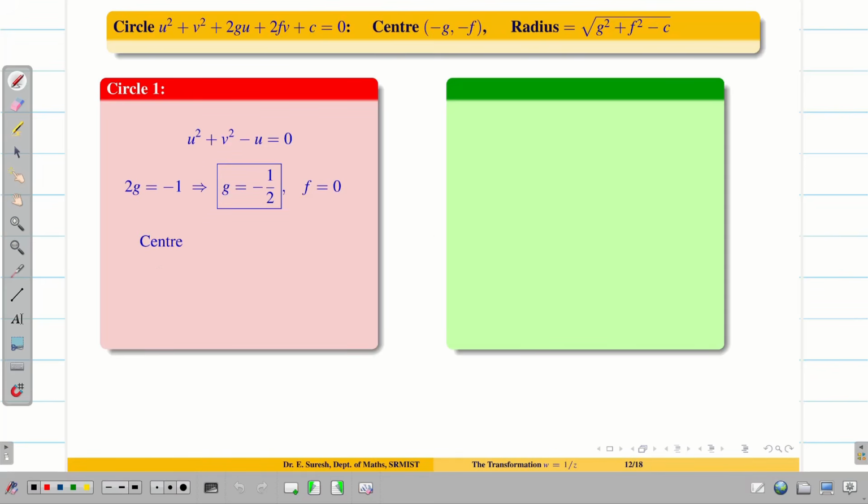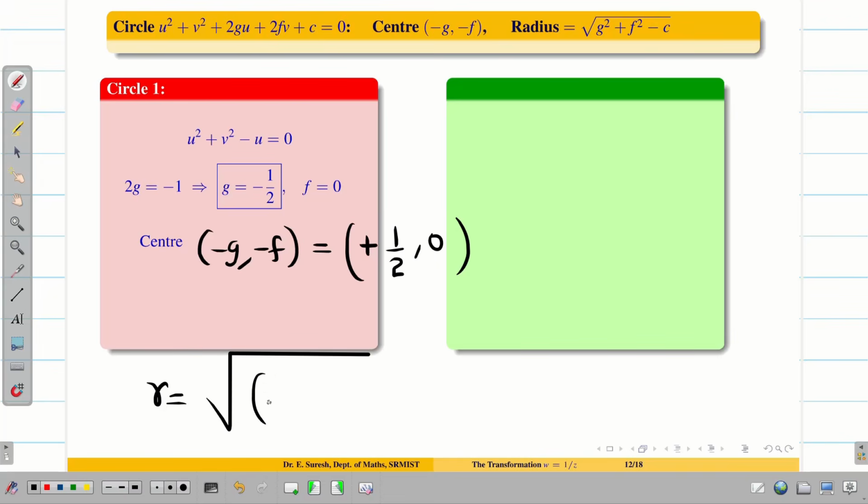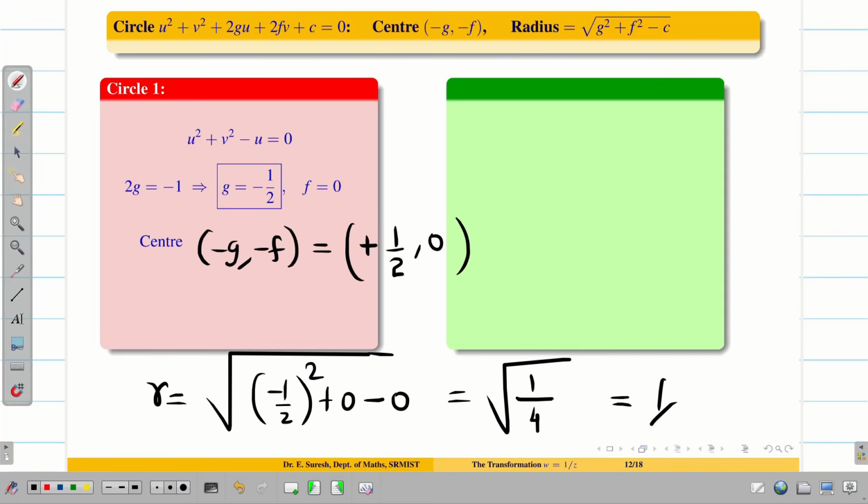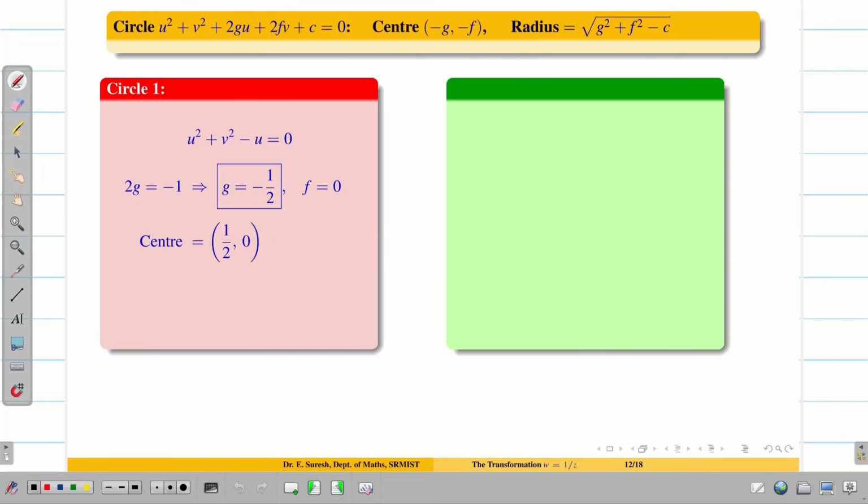Next, we have to find the center. Center is minus g comma minus f. So g is minus 1 by 2. So minus into minus is plus 1 by 2 comma 0. This is my center. And my radius is square root of g square, minus 1 by 2 whole square. F square is 0 and my constant is also 0. So minus 1 by 2 whole square is 1 by 4. Square root of 1 by 4 is again 1 by 2. So my circle 1 is with center 1 by 2 comma 0 and radius 1 by 2.